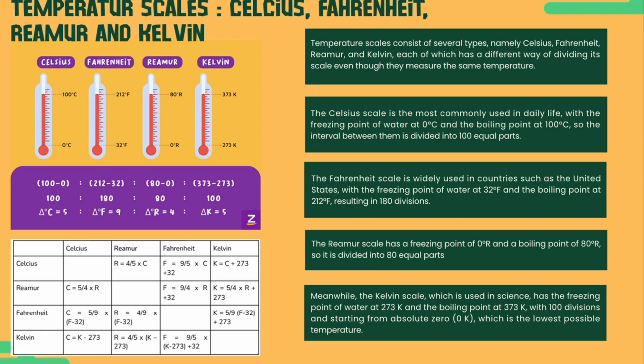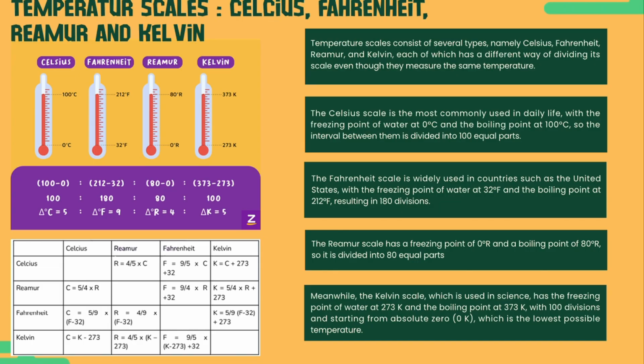Okay, to determine the increase or difference in temperature, we subtract the freezing point from the boiling point on its scale. In the Celsius scale, 100 minus 0 equals 100. In the Fahrenheit scale, 212 minus 32 equals 180. Reaumur scale, 80 minus 0 equals 80, and Kelvin scale, 373 minus 273 equals 100.